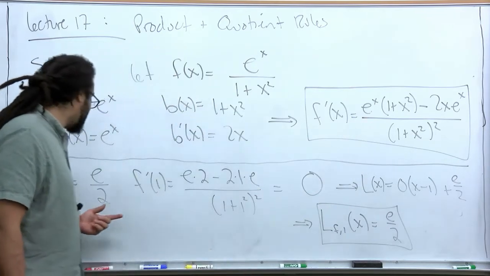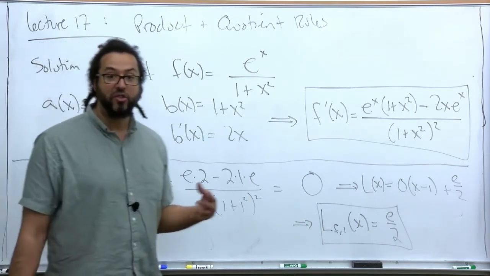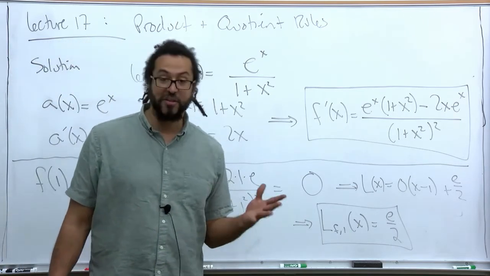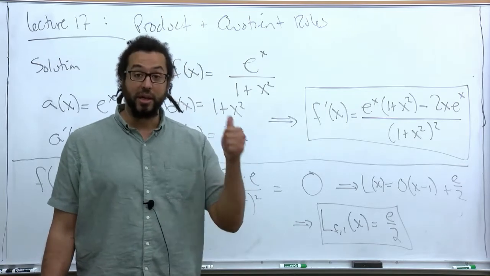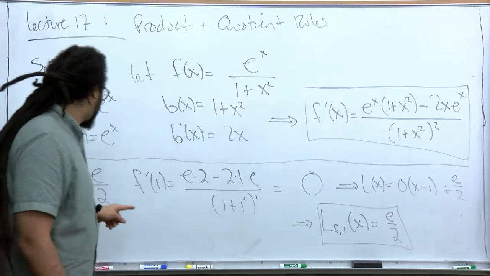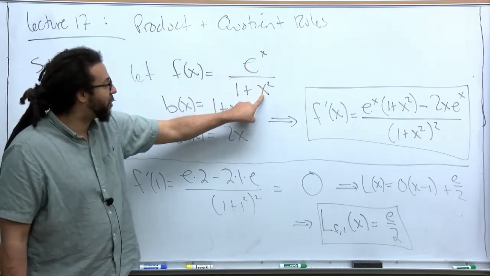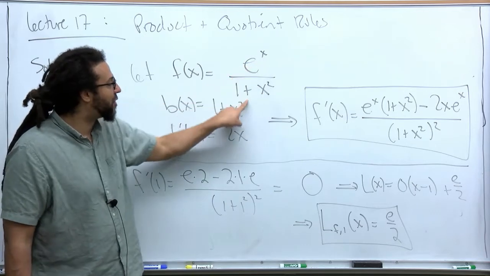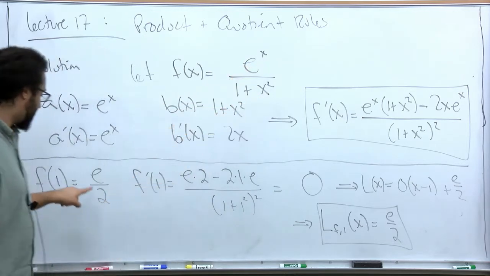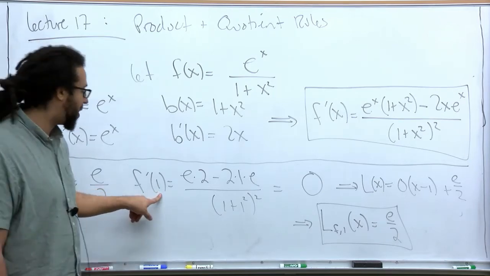Okay, so now in part B, we want to find the equation of the tangent line. So we need two things. If we want the equation of the tangent line at x equals 1, then we need f of 1 and we need f prime of 1. So certainly f of 1 is just plug a 1 in everywhere you see an x, so e to the 1 over 2. So I just get e over 2 for f of 1.